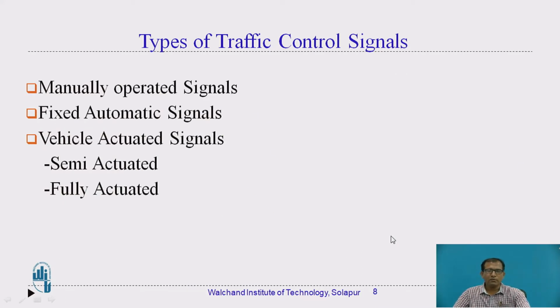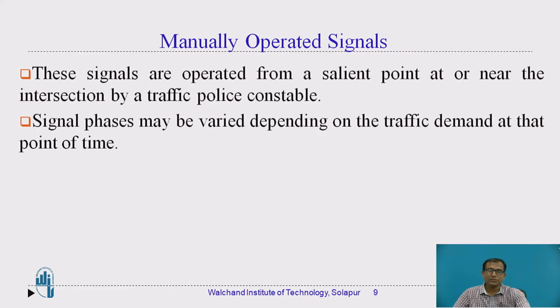Now we have different types of signals: manually operated signals, fixed signals, and vehicle actuated signals. Again, in that, semi-actuated and fully actuated signals. So first we'll see the manually operated signals.